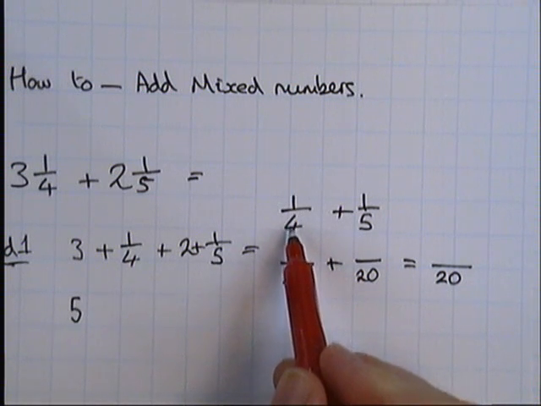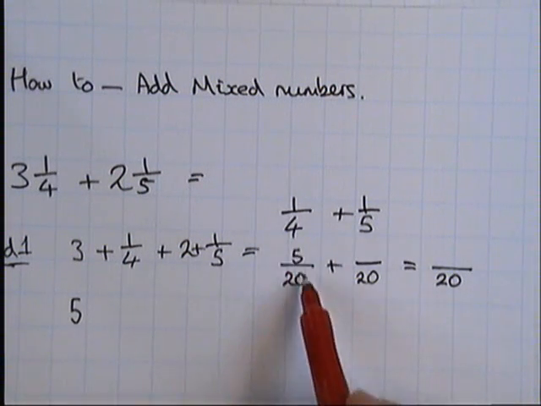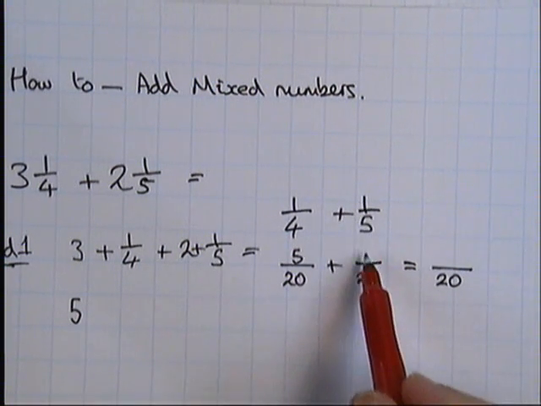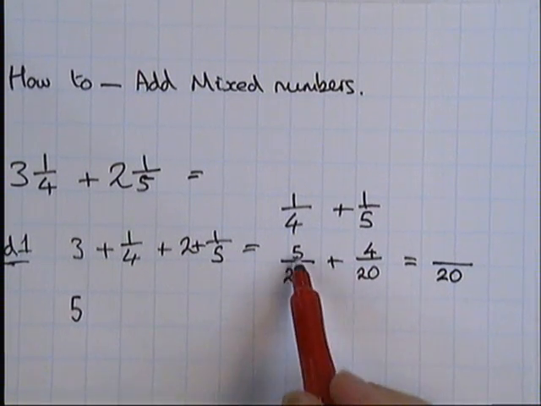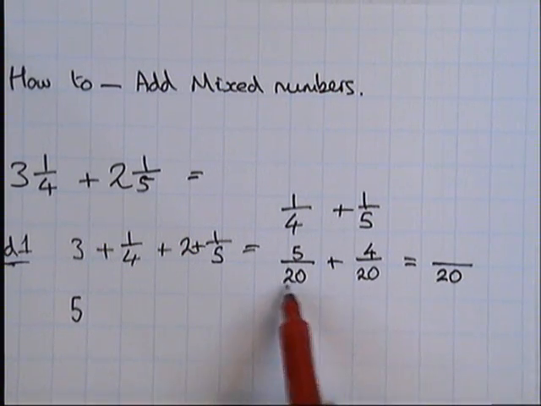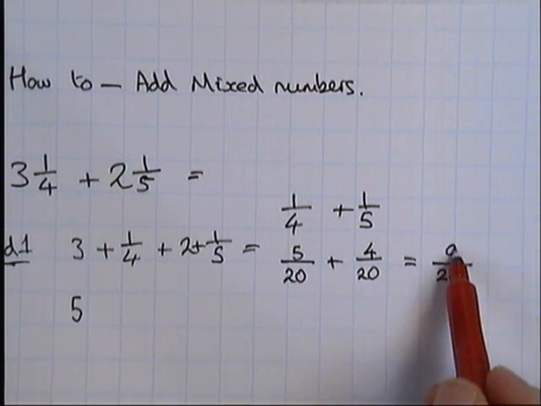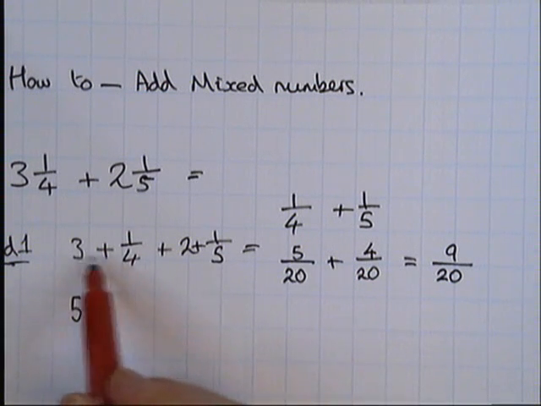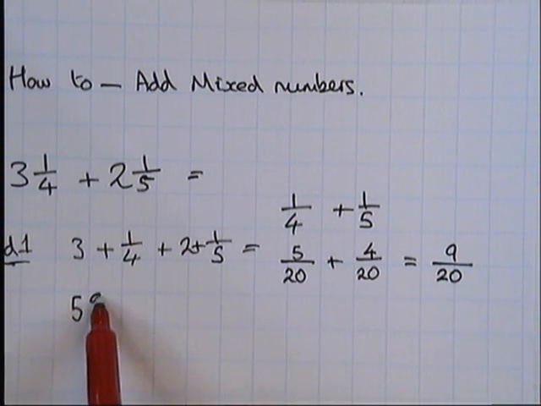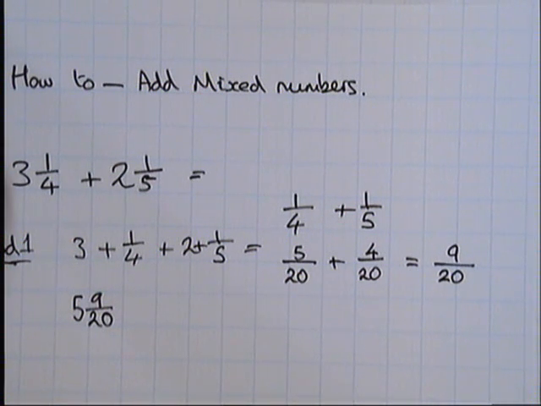Let's look at it. I multiplied 4 by 5, so I multiply the 1 by 5. 5/20 is the same amount as 1/4. On this one, I've multiplied 5 by 4, so I multiply 1 by 4. Same amount: 5/20 and 4/20 is the same as a quarter plus a fifth, just written as 20ths. Now we add the 5 and the 4 to find out how many 20ths we have. That's 9/20. So the 3 plus the 2 gives the 5, and the quarter plus the fifth gives 9/20. So the answer is 5 and 9/20. That's one method, and often the easiest method.